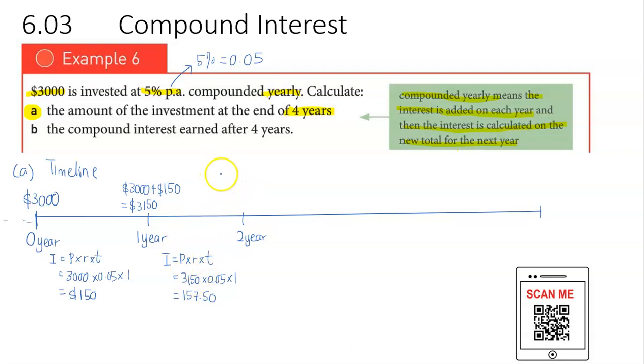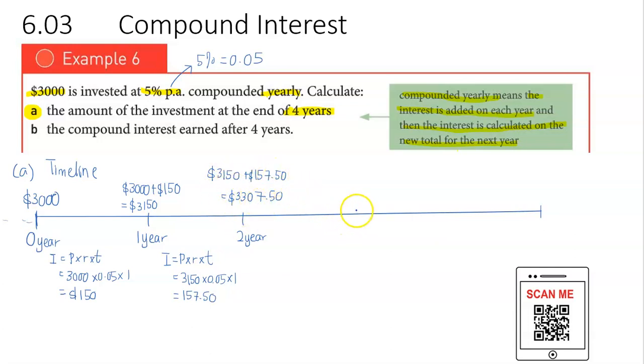So at the end of the second year, how much do you have? So it's 3150 plus 157.5. So you get this answer, 3307.5. Alright, so this is at the end of the second year. This is the amount you get.